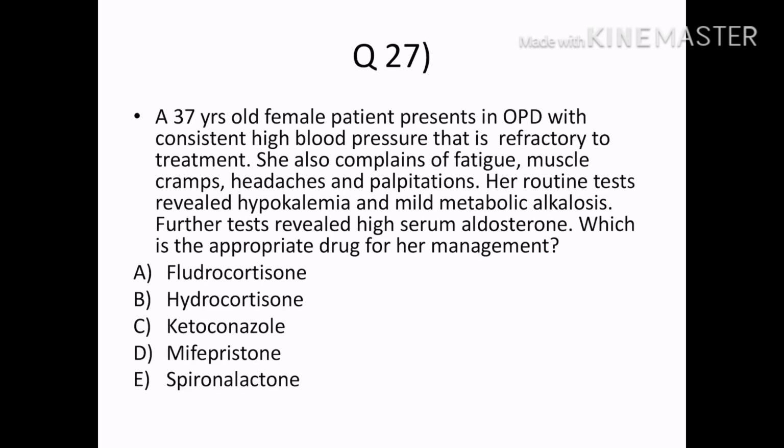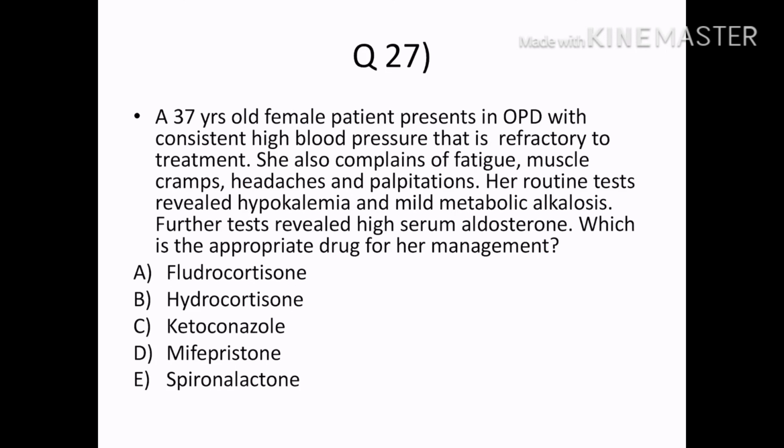Question number 27. A 37 years old female patient presents at the OPD with consistent high blood pressure that is refractory to treatment. She also complains of fatigue, muscle cramps, headaches, and palpitations. Her routine test reveals hypokalemia and mild metabolic alkalosis. Further tests reveal high serum aldosterone. Which is the appropriate drug for her management? A. Fludrocortisone, B. Hydrocortisone, C. Ketoconazole, D. Mifepristone, E. Spironolactone.